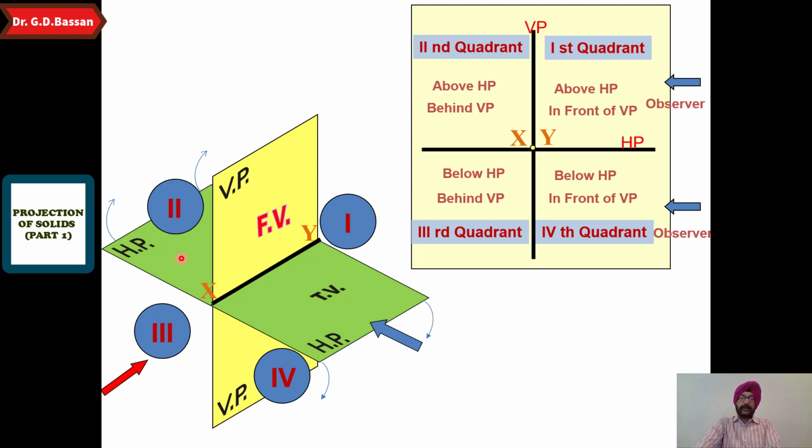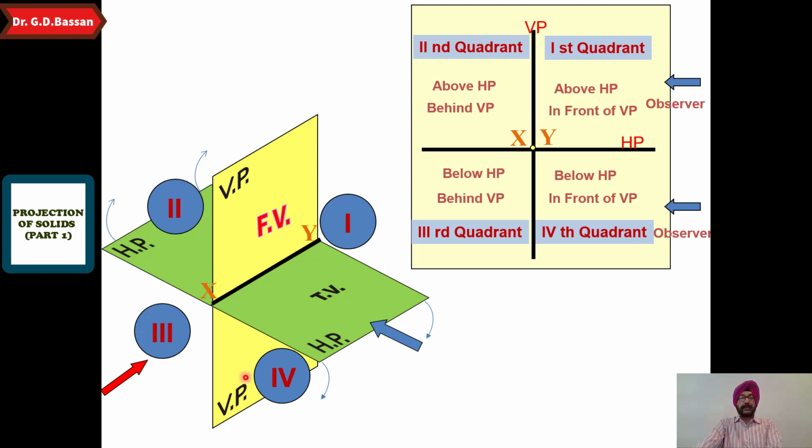What would be the position of the top view and the front view in case of the second quadrant? So the front view will be above here. You are getting the top view here as we rotate in a clockwise direction. So the front view and the top view both will be above the XY line if we keep the object in the second quadrant. So what would be the position in case of the third quadrant?